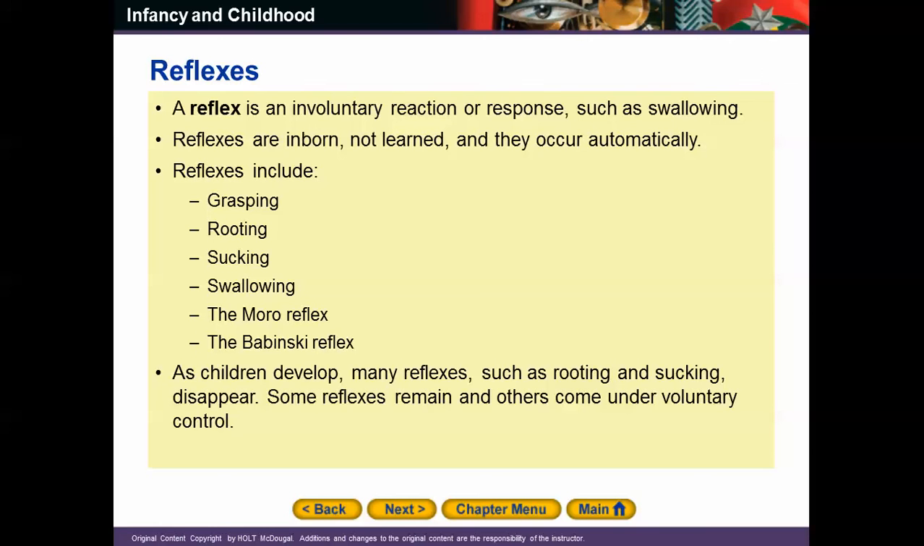The Moro reflex, I'll show you an example of it, is a reflex in which an infant, if you lay it on its back, often will throw its arms and legs out like it's falling. And that's an evolutionary reflex to help them survive. The Babinski reflex is as well, and we'll talk about those. As children develop, many reflexes will disappear, but some remain and some come under voluntary control.